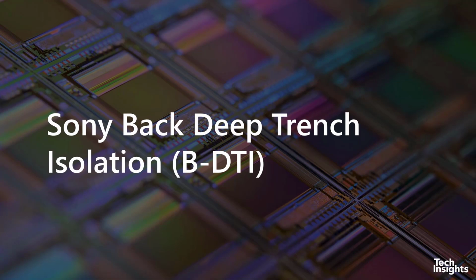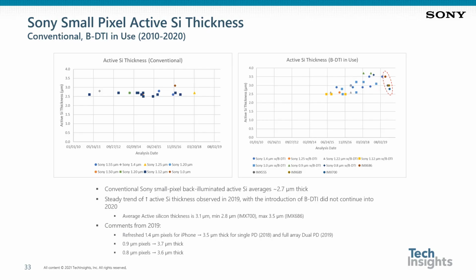Next, we look at Sony back deep trench isolation. So this is Sony small pixel active silicon, and here we have two graphs: active silicon versus date, and that would be conventional, and active silicon where back deep trench isolation is in use, and that would be the graph on the right-hand side over here.